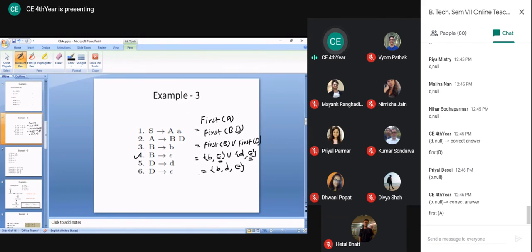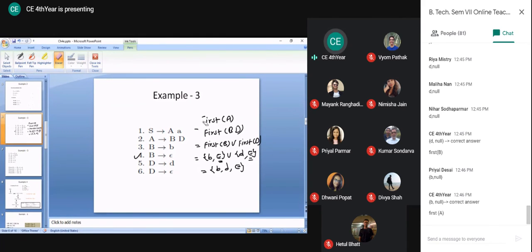So we are getting first of A as B, D and null. All three will be there, because non-terminal B is producing null. If null is produced by the first symbol, then we have to consider the next symbol of the production. So that's why we are getting B, D and null.